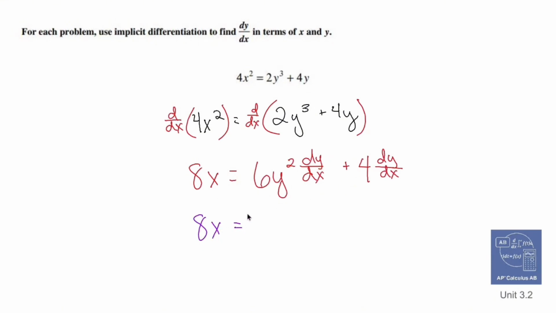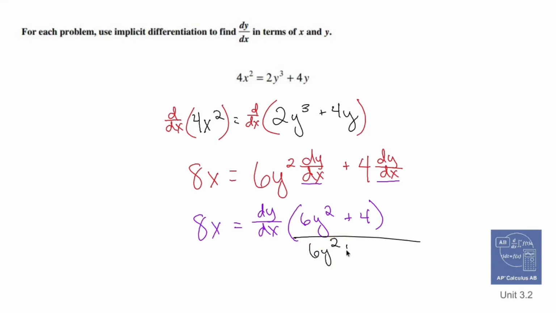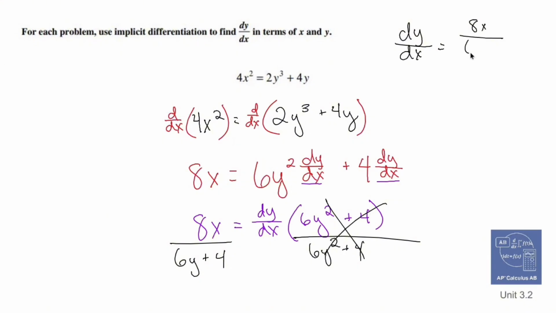So I still have 8x on the left, nothing changes. Factor out dy dx, and when I factor out dy dx, that leaves me with 6y squared plus 4. Now, our job is to solve for dy dx. So we need to divide everything by 6y squared plus 4, right? That cancels out. And so you have dy dx, and let me flip things around to make it look proper. Dy dx equals 8x over 6y squared plus 4.